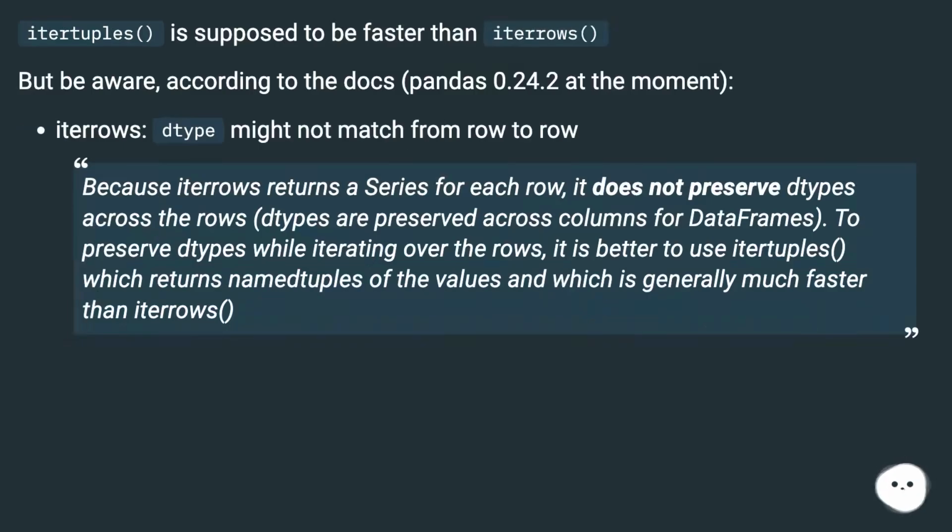Itertuples is supposed to be faster than iterrows, but be aware, according to the docs, Pandas 0.24.2 at the moment, iterrows types might not match from row to row. Because iterrows returns a Series for each row, it does not preserve types across the rows. Types are preserved across columns for DataFrames. To preserve types while iterating over the rows, it is better to use itertuples, which returns namedtuples of the values and which is generally much faster than iterrows.